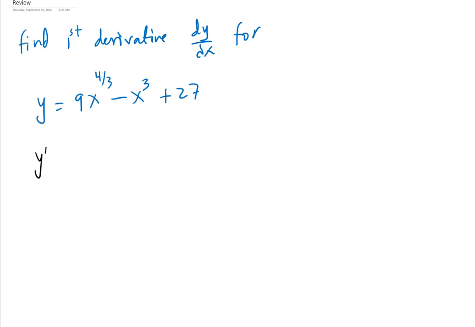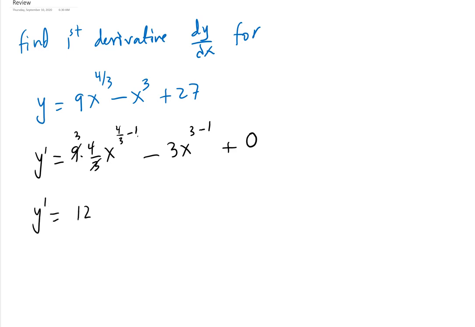To find y prime, by the power rule, we bring 4/3 down, subtract 1 from the exponent, like so, minus, bring the 3 down, subtract 1 from the exponent. Derivative of 27 is 0. We can reduce by 3: 12x^(1/3) minus 3x squared.